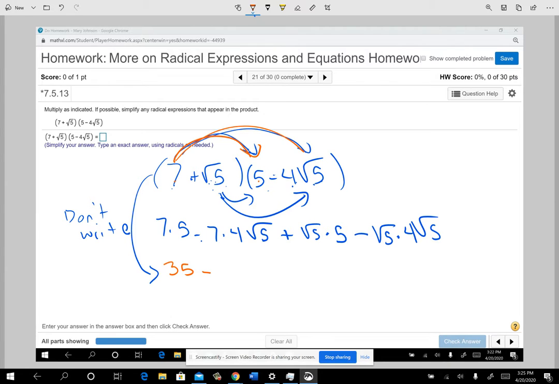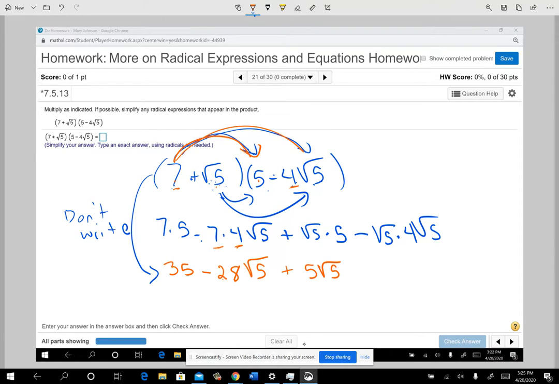Then you're going to do 7 times the 4 square root of 5. So that's going to be a minus 28 square root of 5. The reason for that is the 7 and the 4 are both in front of, or outside of, the radical. Neither one's underneath, so they'll just get multiplied together out in front. When you come over here, the square root of 5, the 5's on the inside, and this 5 is on the outside, so that's going to be plus 5 square root of 5.